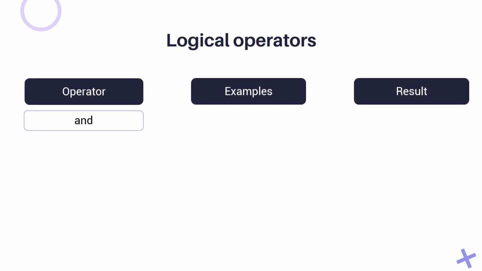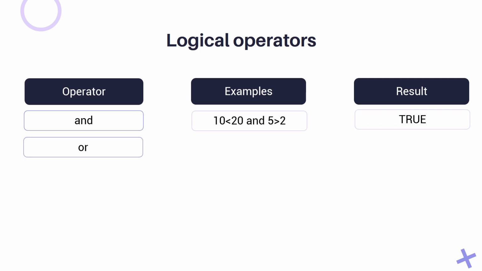In this case, we have the AND operator. And here, once again, we have to pose a question. Is 10 less than 20 and is 5 greater than 2? For the AND operator to return true, both conditions must be satisfied. And because that is the case, we return true.